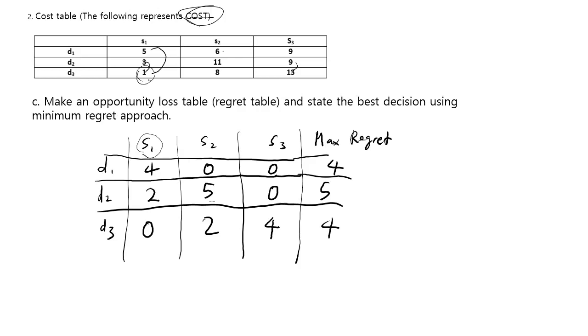Okay. And once you have that, then the minimum regret approach looks at the maximum regret and it tries to minimize the max regret. In this case, you have 2 possible answers. So you should write them both. So they're both minimum max regret approach, and therefore you should write D1 and D3. Both D1 and D3 are the best decision according to minimum regret approach.